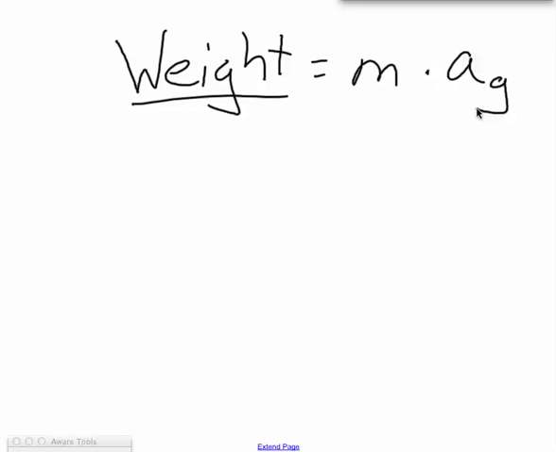What is weight measured in? If you'll notice that if it's mass times acceleration, that looks an awful lot like Newton's formula. So weight is measured in what unit? In newtons, because weight is a force. Say it with me, people. Weight is a force. And force is measured in newtons.